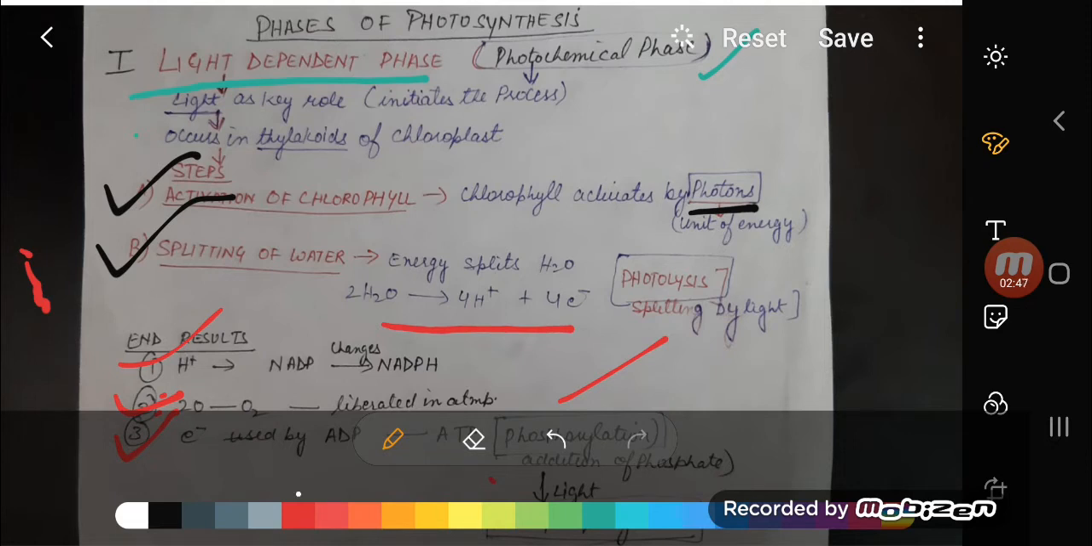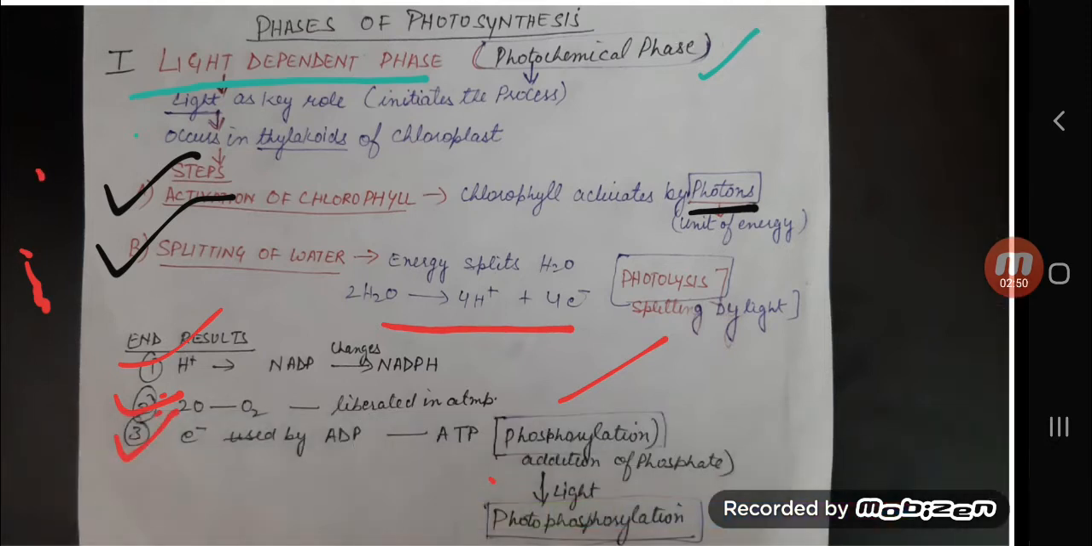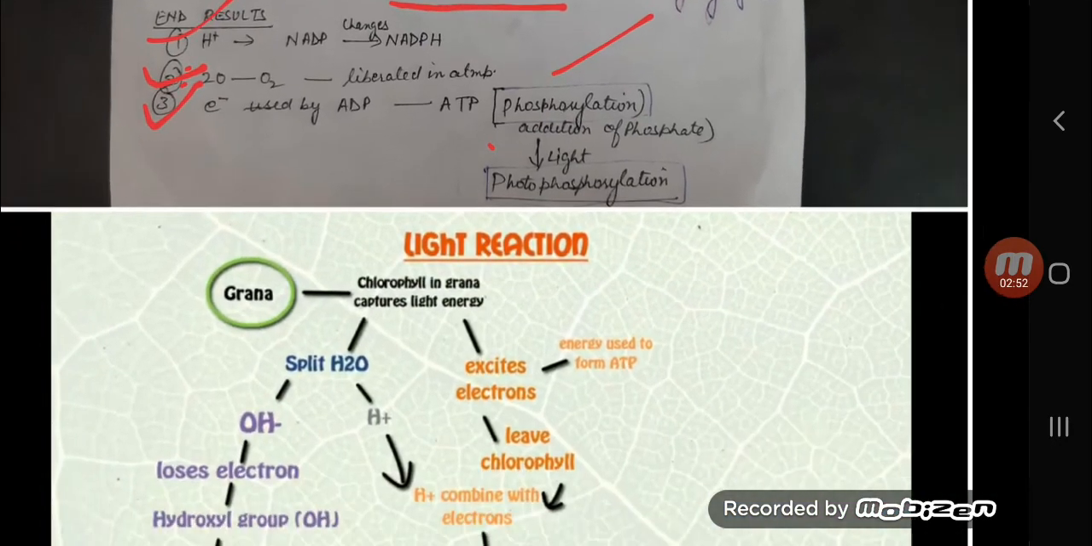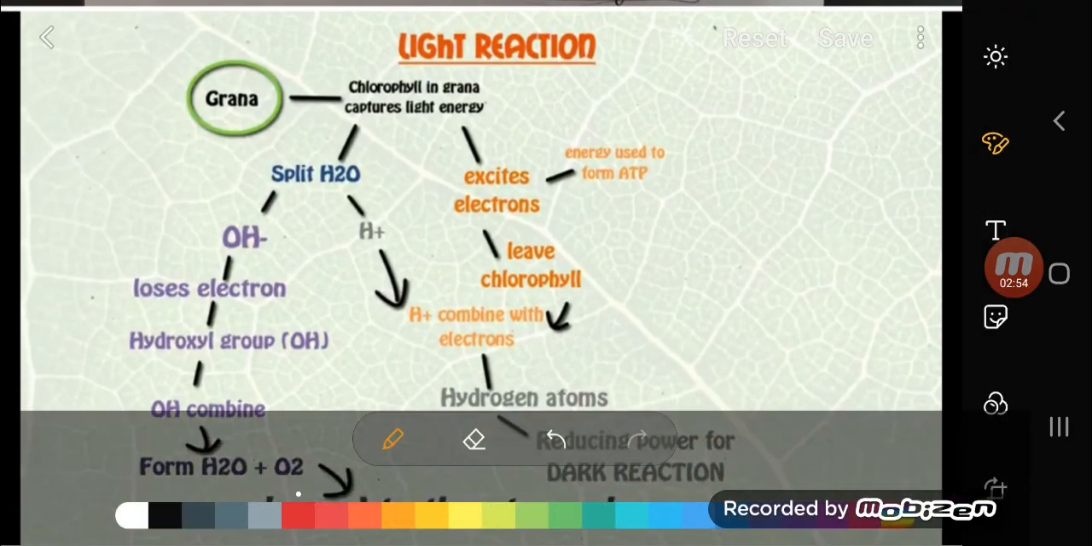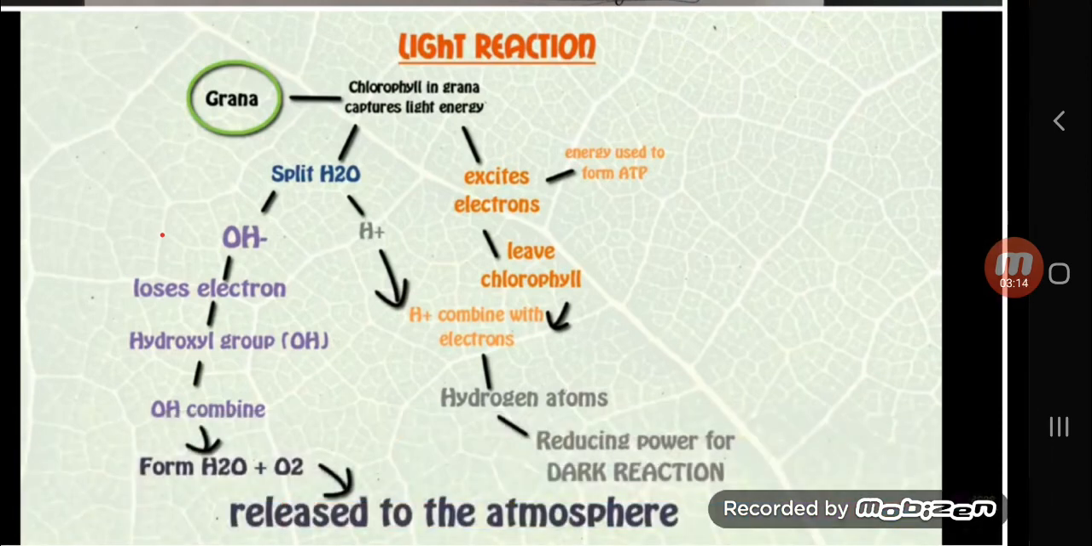So just for summarizing, we can see the picture here, the diagrammatic view of the light dependent phase. Here in the grana, that is in the thylakoid, the chlorophyll is activated, which excites the electron and splits the water into hydroxyl ions and hydrogen ions, and they are excited. So this is a combined flow chart of the light reaction. In the end, we can see the oxygen is released into the atmosphere, and hydrogen ions.